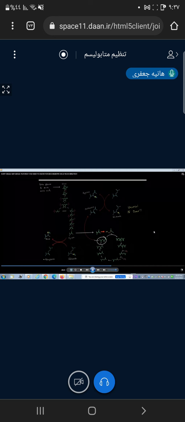Well, we can take oxaloacetate, which is an intermediate of central metabolism, and use it to form aspartate. We can do that because glutamate has a nitrogen that it donates to oxaloacetate to form aspartate. So that's pretty cool. We took this intermediate of central metabolism and formed aspartate.